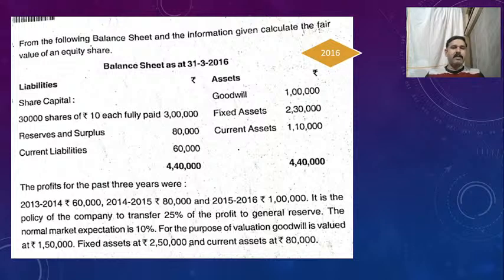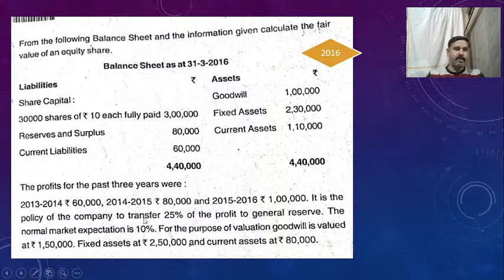From the following balance sheet and the information given, calculate the fair value of an equity share. So the balance sheet is given: share capital of 30,000 shares at 10 each, then current liabilities, goodwill, fixed assets and current assets. The profits for the past 3 years were 2013-14 60, 14-15 80, 15-16 1 lakh.